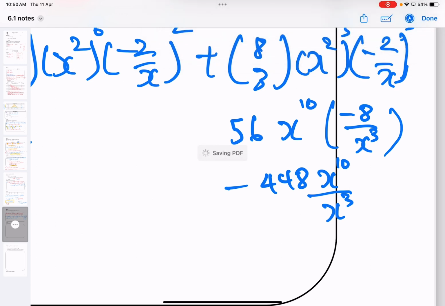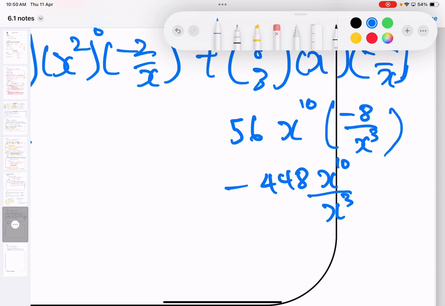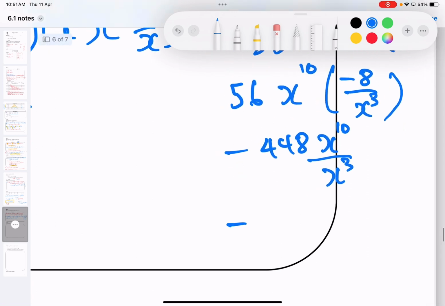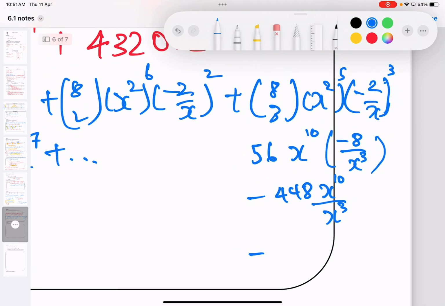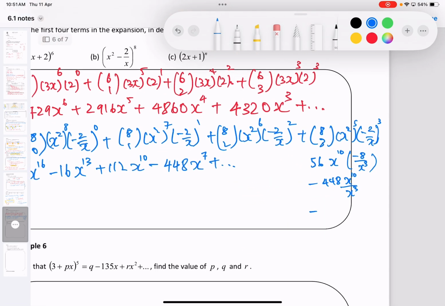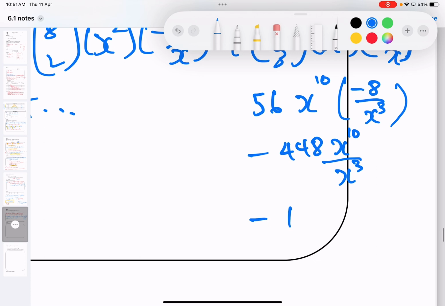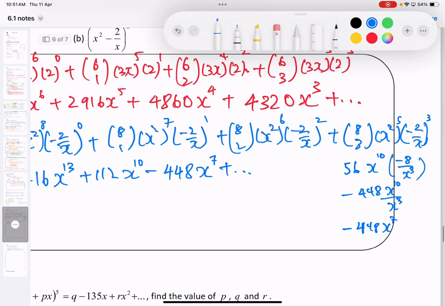Now, if you have the same base, divide, what happens to the powers? Minus. Yeah. Hey, we just did a test there. Okay, that is the reason why this one is x to the power of 7. So I have negative 448 x to the power of 7. Okay? You guys look very defeated.